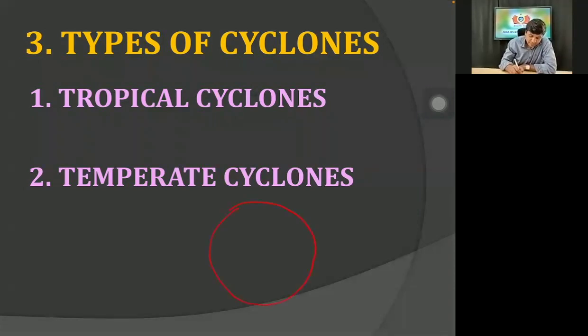Again, tropical and temperate: you know very well, we have two major tropics. That is 23.5 degrees north, the Tropic of Cancer, and 23.5 degrees south, which we call the Tropic of Capricorn. This region we call the tropical region, and the cyclones that originate in this region we call tropical cyclones.